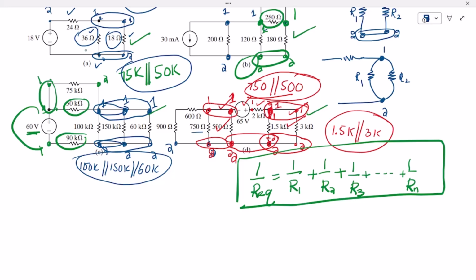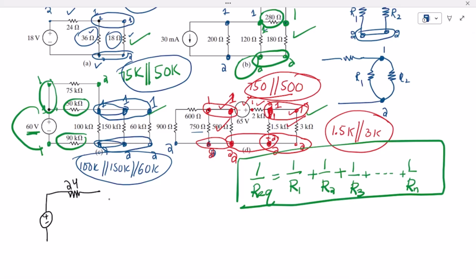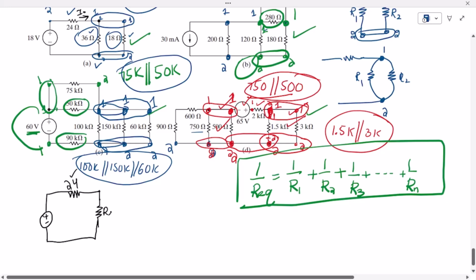Let us first draw the equivalent of part A. This will be the voltage source, this will be the 24 ohm resistor, and the equivalent of it. We can see that the total current I naught is going towards it and is divided between these two resistors. So this I naught is flowing through the equivalent resistor, therefore it will be in series with this R, and here it will be R equivalent. The value of the source is 18 volts.